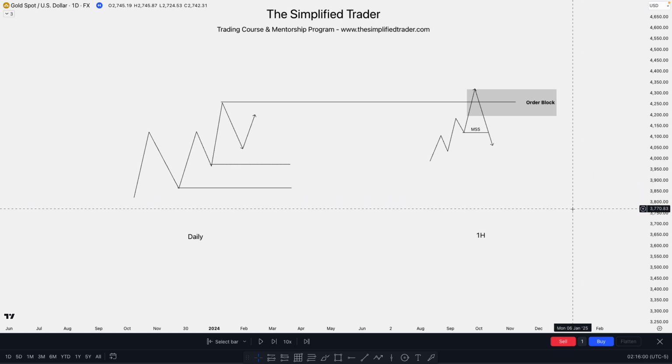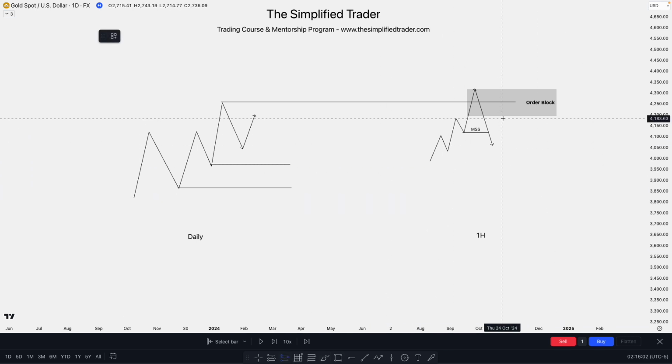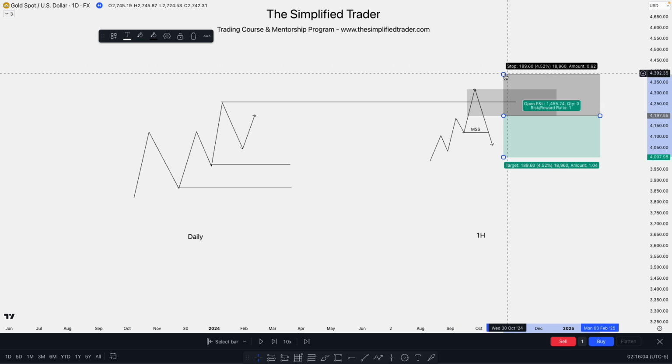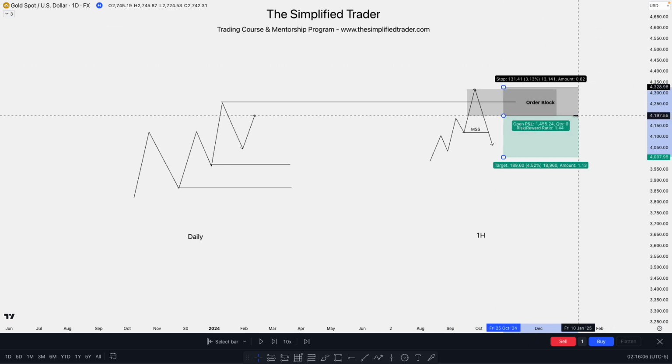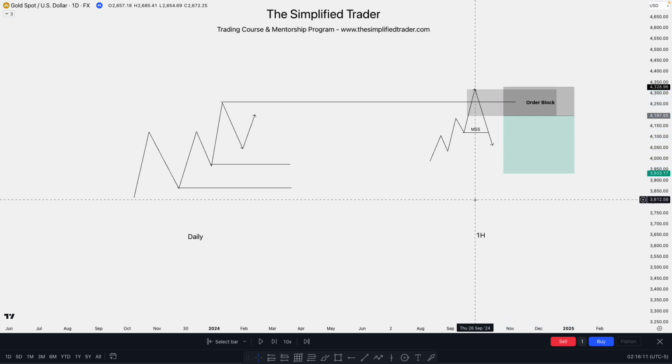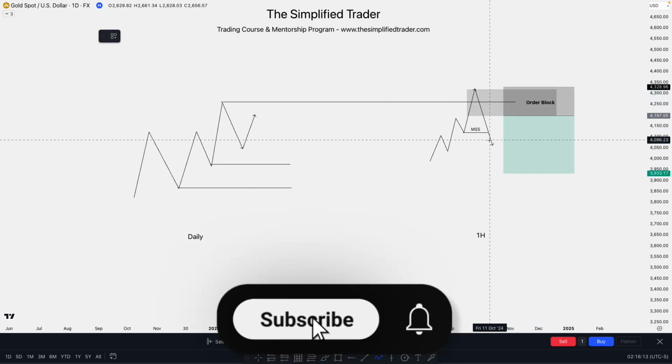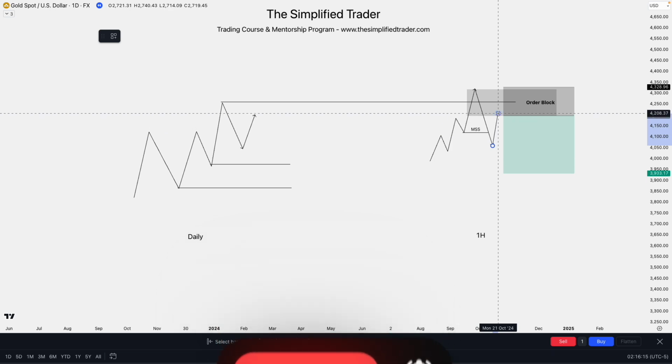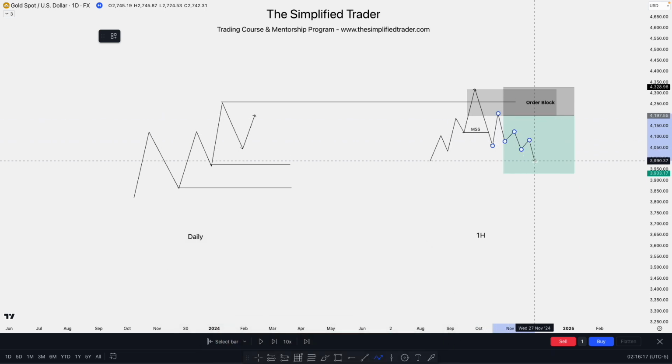Now the entry. I want you to take your entry at a retest of the order block. Stop loss above the high. And I want you to target a 2R. That is going to be your setup. Now, as soon as we trade into the order block, your trade gets triggered and whatever happens, happens.